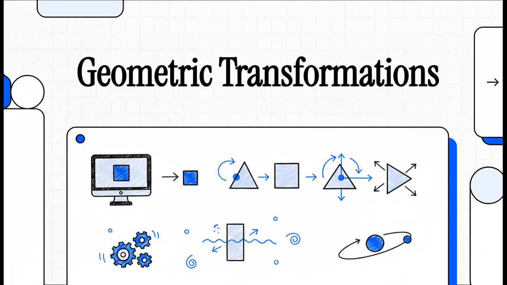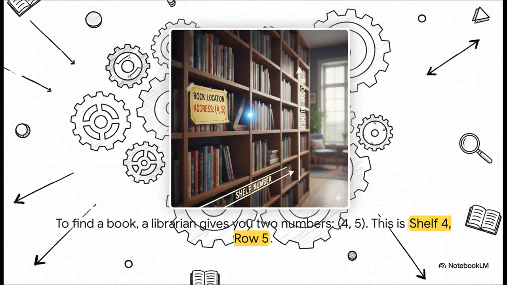All right, today we're going to pull back the curtain on the secret language of movement, geometric transformations. Now, this might sound complicated, but I promise you, it's not. From the pixels on your screen to planets in orbit, these simple rules are basically the code that describes how everything moves and changes. You ready to crack it? Let's dive in.